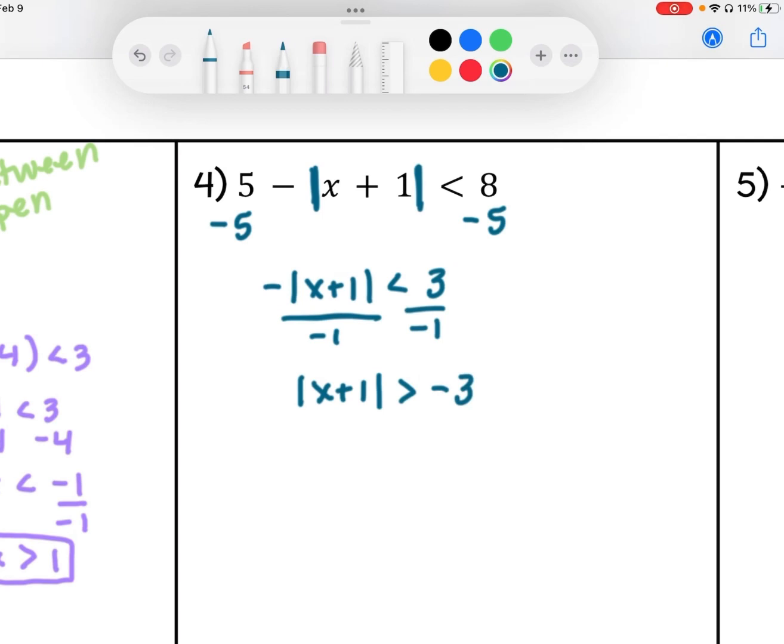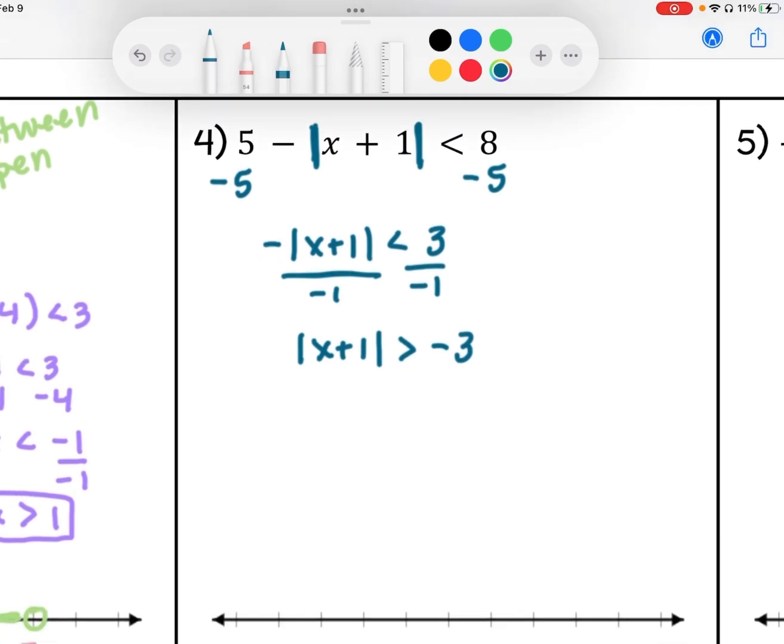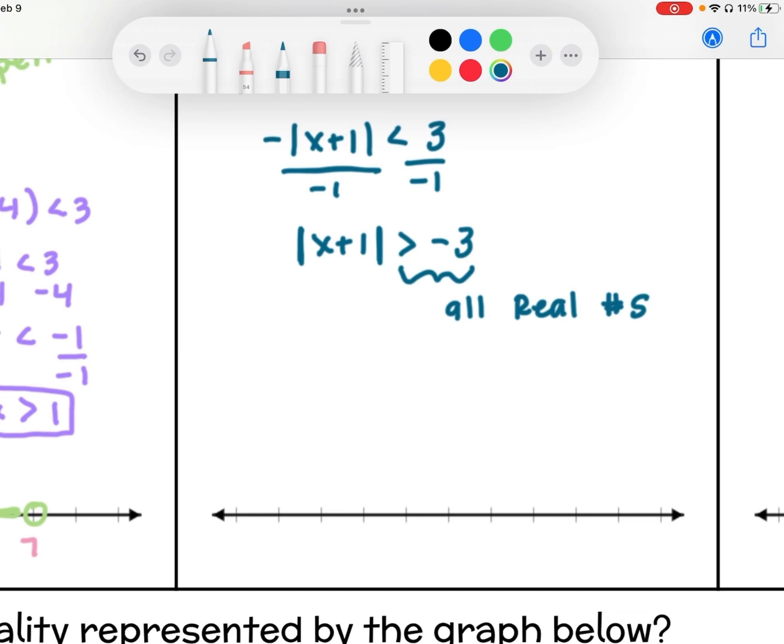All right, so here's where we can actually stop with this question. Anytime you have absolute value bars greater than a negative number, that tells us that our solution is all real numbers. And that's because we know that absolute value bars are going to give us a positive number no matter what. So it's always going to be greater than -3. So if we wanted to graph this, we're just literally going to do the entire number line. And what that would look like in interval notation would be -infinity to +infinity.